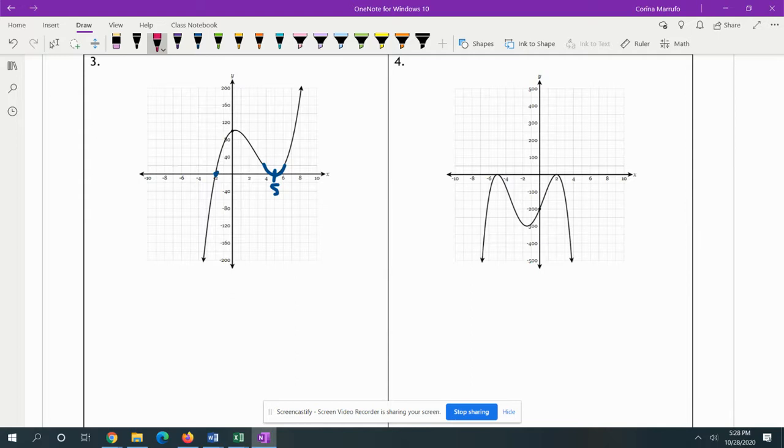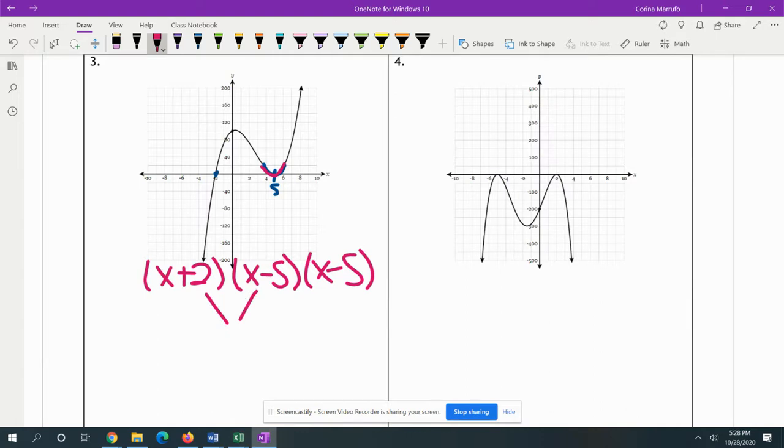So here we have x equals negative 2 is a 0, so that means that x plus 2 is a factor. Then we have here at 5, that means that x minus 5 is a factor. And we have to write it twice. It has a multiplicity of 2 because it doesn't cross it. So like we did on the other problems, we're going to go ahead and multiply these two first.